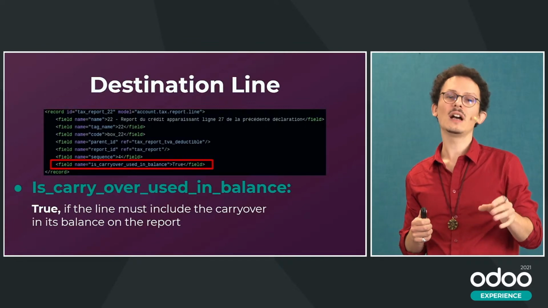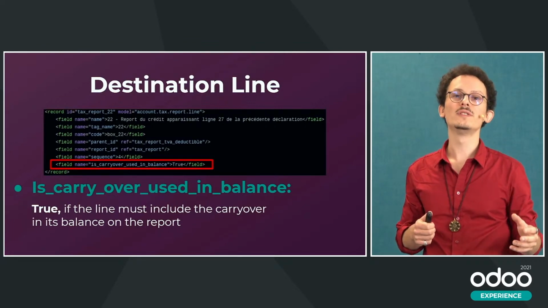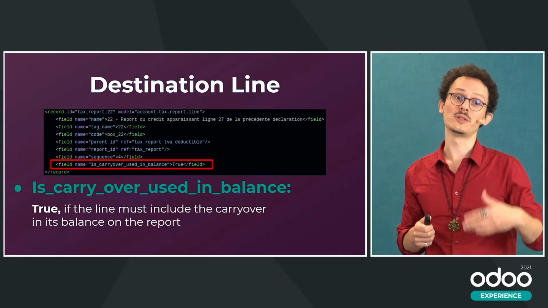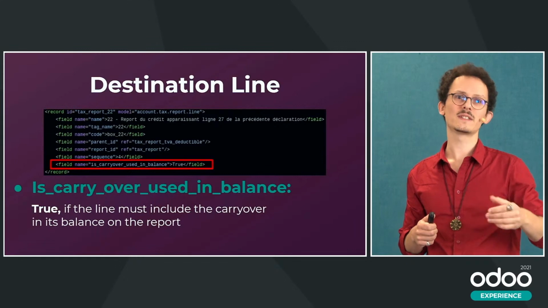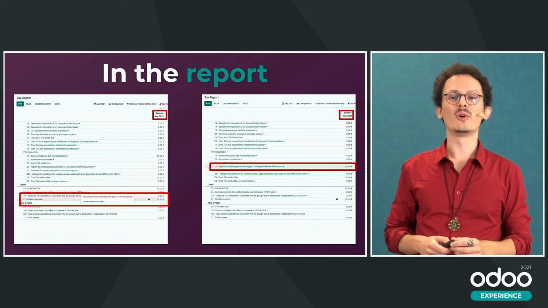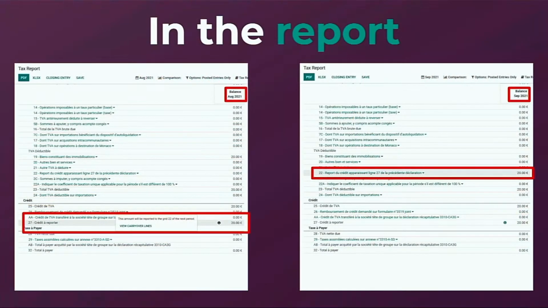And so here, actually, we just add a field saying, okay, should this line include the carryover within its balance when displaying it in the report? And so in France, in grid 22, yes, so the field is true. And so basically with all that, you can see that in the report, I have my amount of 20 here in August in grid 27, and it gets forwarded to grid 22 in the next period where I find those 20 euros again, and we don't split the amounts because it wouldn't be user-friendly here.